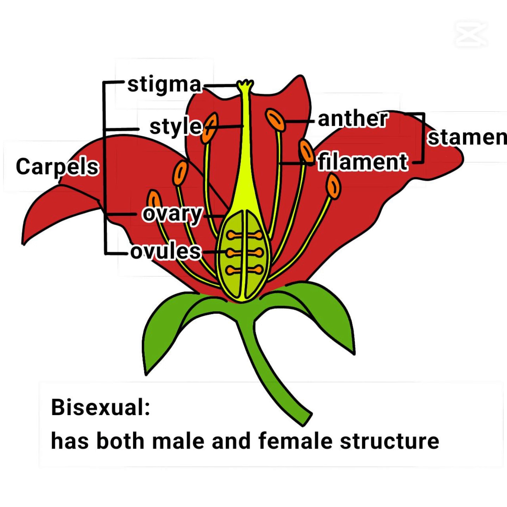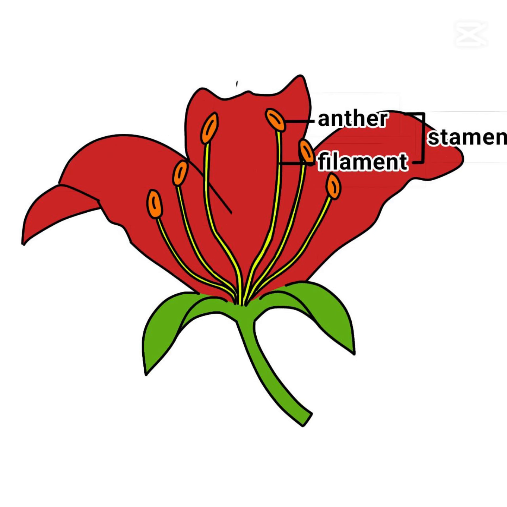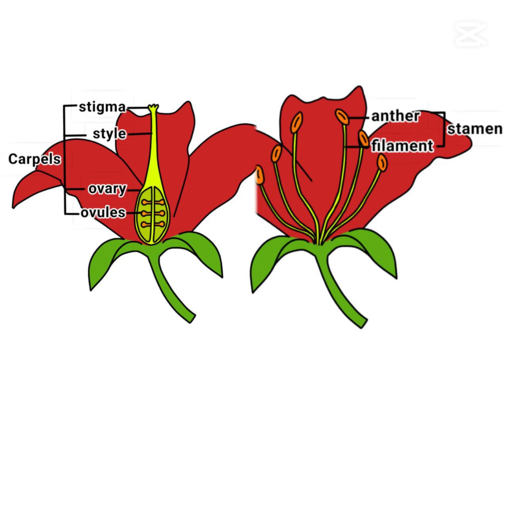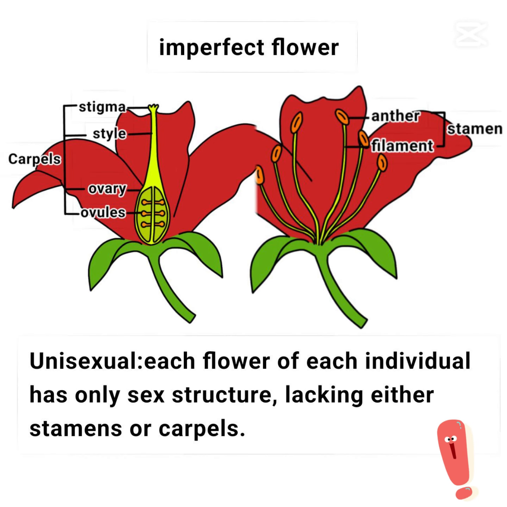Flowers that have both male and female parts are called bisexual or perfect flowers, like rose and lilies. Flowers with only male or female parts, like those two flowers, are called unisexual, like corn. These parts help flowers reproduce and ensure plant survival.